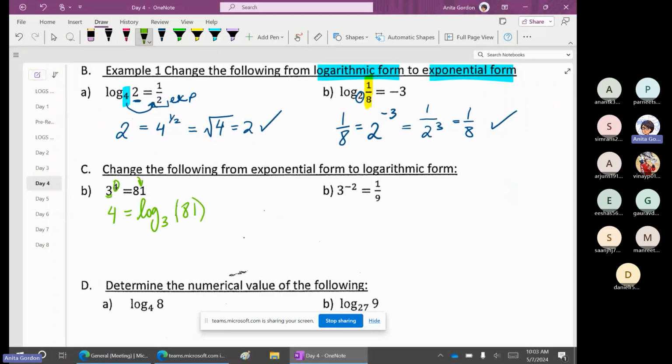So this is how we're going backwards. The exponent becomes the result, -2 equals. The base of the exponential becomes the base of the log. And what used to be the result goes inside of the log.